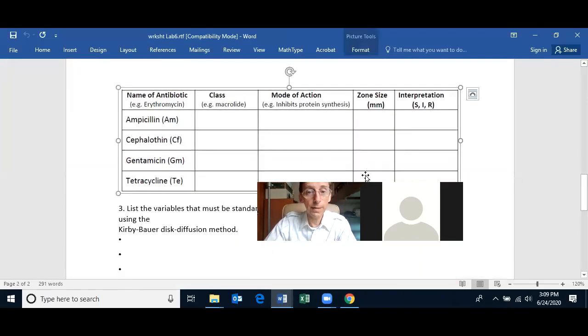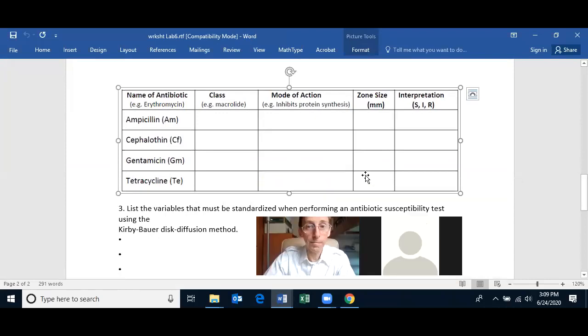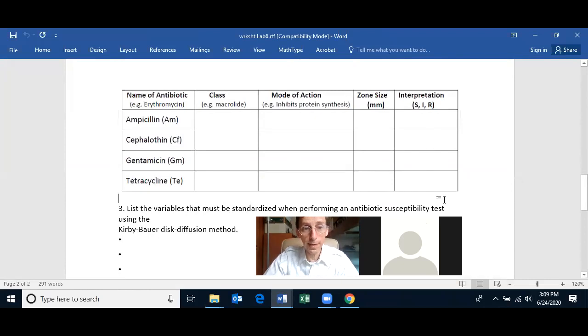Yeah, you can't write your answers in the table. So when you're filling in the table, you'll have to write below the table. Just add your answers below the table.